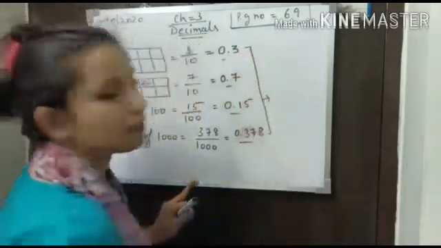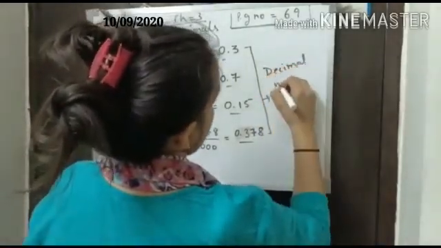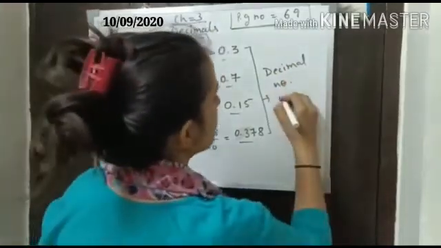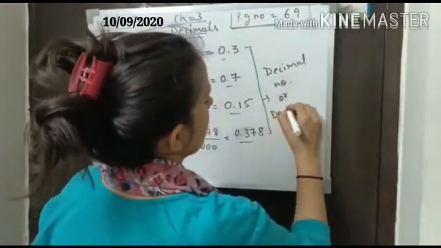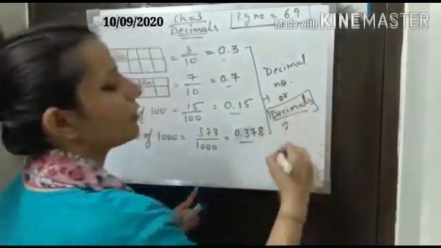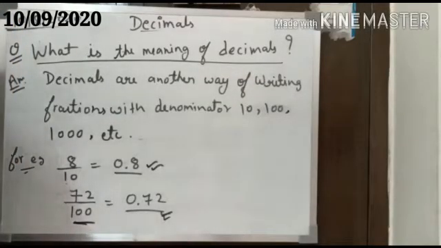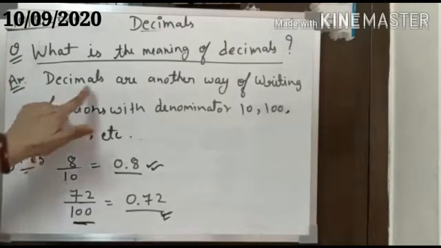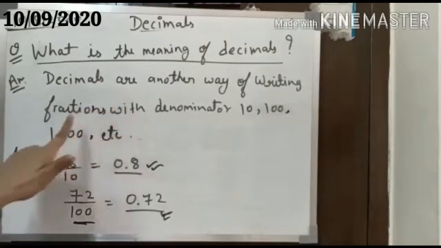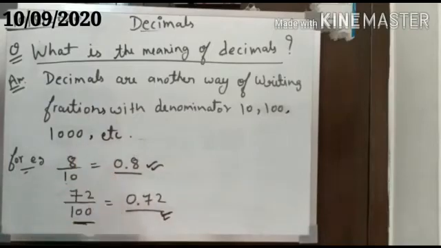These numbers are called decimal numbers, or you can say decimals, and that is our topic today. So this is the time for the definition of decimal, that is, what is the exact meaning of decimals. So basically decimals are another way of writing fractions with denominator 10, 100, 1000 and so on.